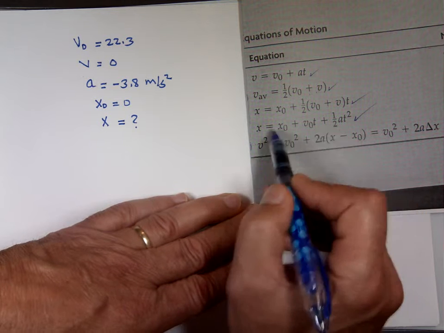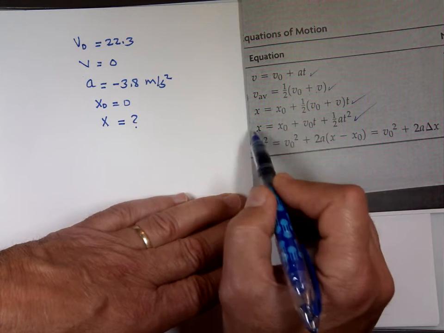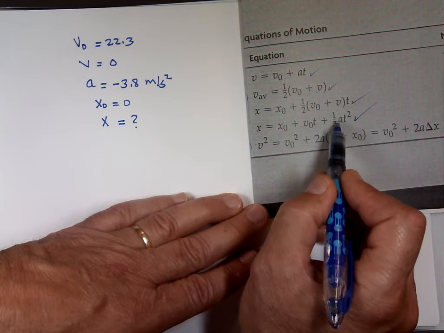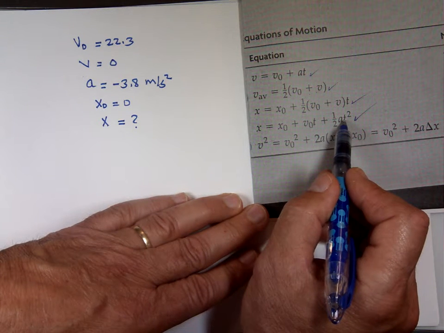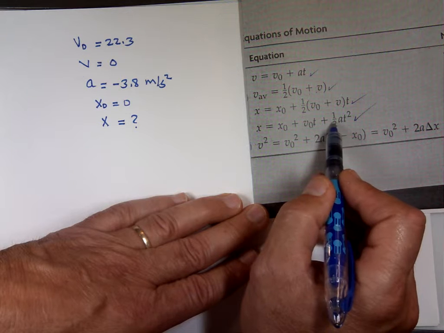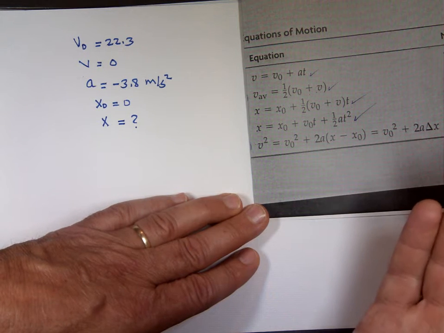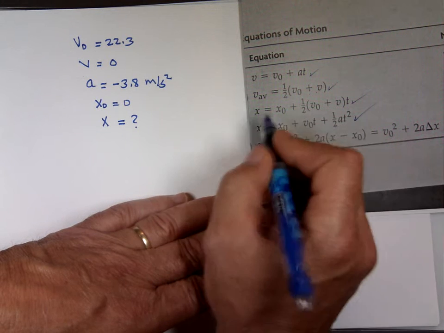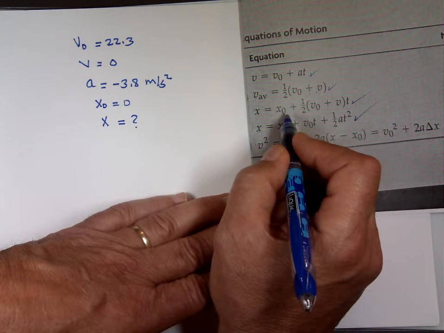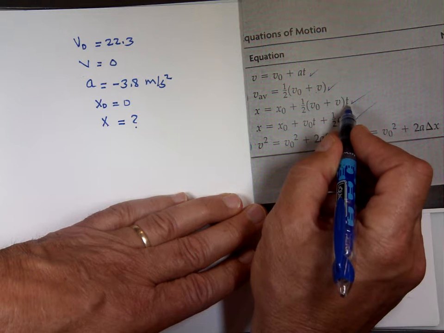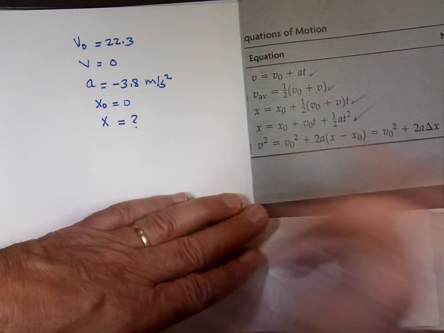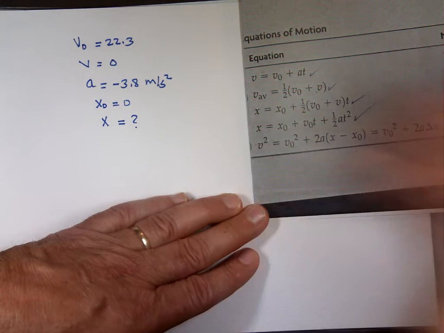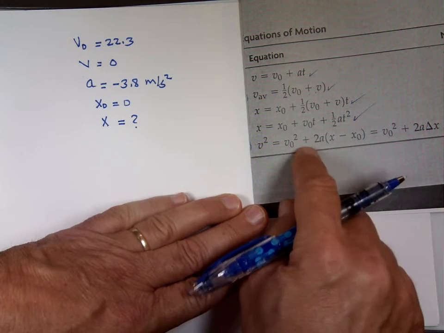Why couldn't I use the other one? I'm looking for x, and I have all these, but wait a minute, I don't know what t is. So I'll have 2 unknowns, and you can't solve an equation that has 2 unknowns in it. That's why I couldn't do this one. I really could have found t from another equation and plugged it in here. I can use 2 equations sometimes, but this will take me there in 1 step.